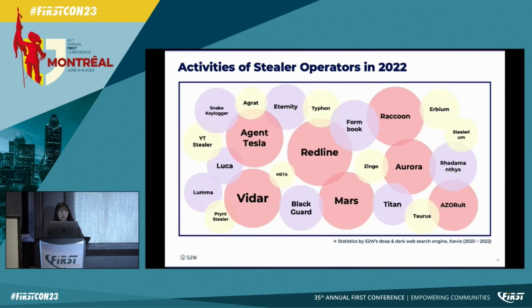Here is the list of stealers who were active in 2022. We checked the frequency of stealer-related keywords mentioned on the dark web for names that correspond to stealer malware. RedLine, Vidar, MaaS, Raccoon, and Azorult are the stealers that have had a strong presence and high infection rates for several years. However, there are also newer stealers like Aurora, Titan, Blackguard, Luca, Rhadamanthys, and Eternity. And new stealers are constantly emerging as of this moment.